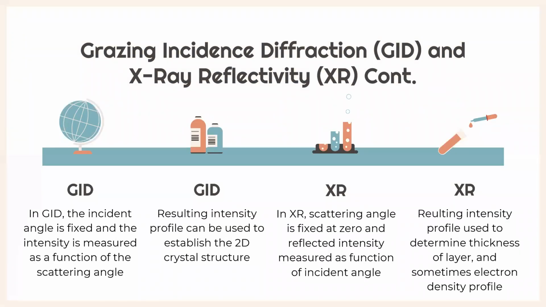In a typical GID measurement, the incident angle is fixed and the intensity is measured as a function of the scattering angle 2 theta. The resulting intensity profile can be used to establish the 2D crystal structure within the plane of the film. In a typical XR measurement, the scattering angle is fixed at 0, and the reflected intensity is measured as a function of the incident angle. The resulting intensity profile can be used to determine the thickness of the layer and in some cases, reveal information about the electron density profile within each layer.